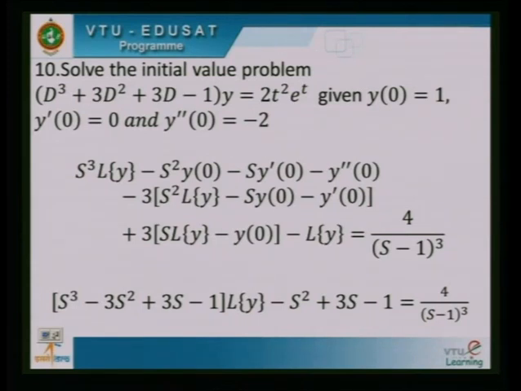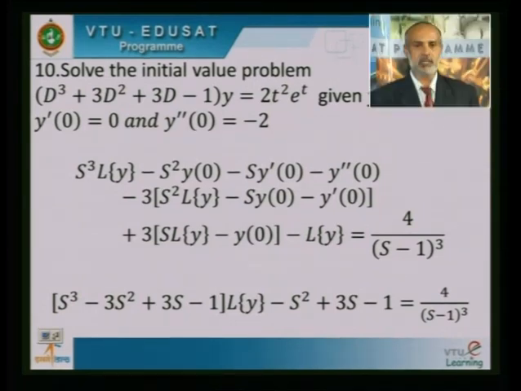Now, L of y''' expansion uses the Laplace transform derivative formula: s³ L of y − s² y(0) − s y'(0) − y''(0), plus 3 into s² L of y − s y(0) − y'(0), plus 3 into s L of y − y(0), minus L of y, is equal to L of 2t²eᵗ. By using the definition of the Laplace transform, this is 4 divided by (s − 1)³.